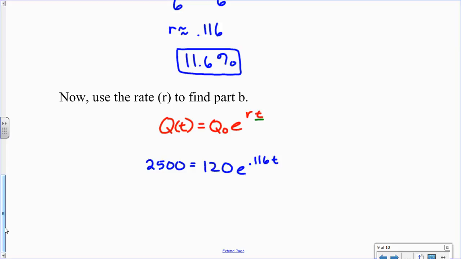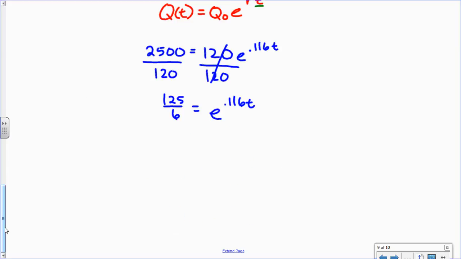Okay. What should I do first now? Divide by 120. A decimal if you don't have to round, or a reduced fraction if you do. So you would have to round, so this is 125 over 6. Now what do I do? Natural log of both sides. So my variable is an exponent, so I have to do log of both sides. The base was E, so log base E, which is natural log.